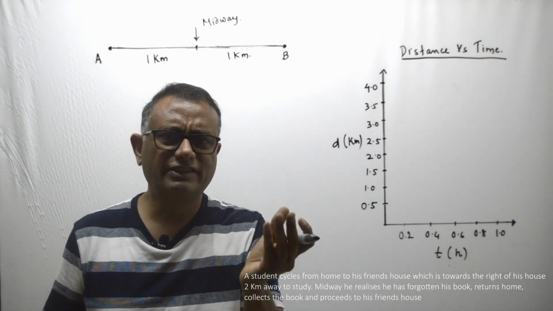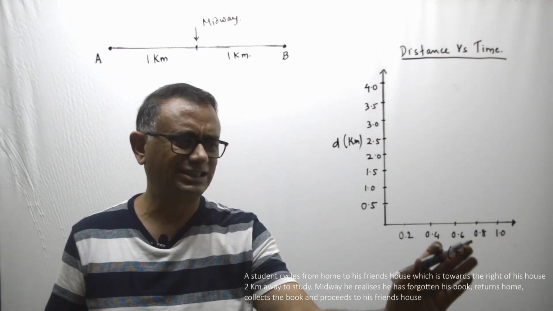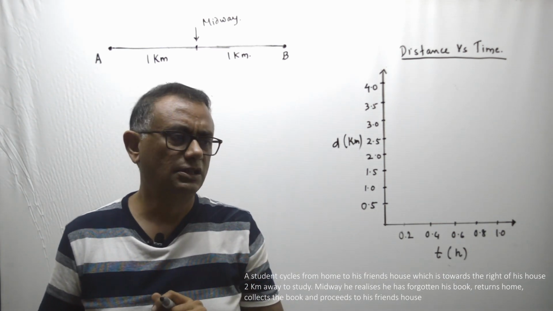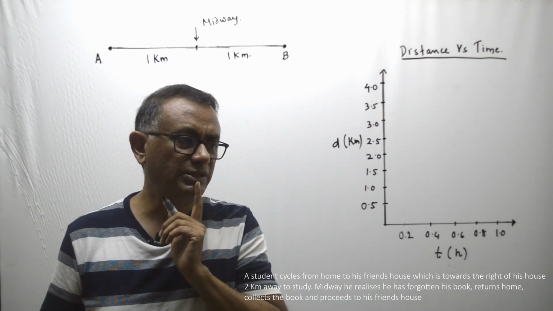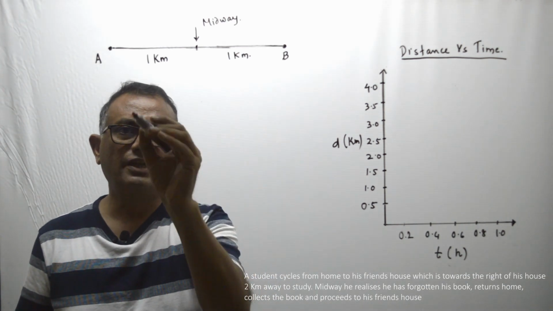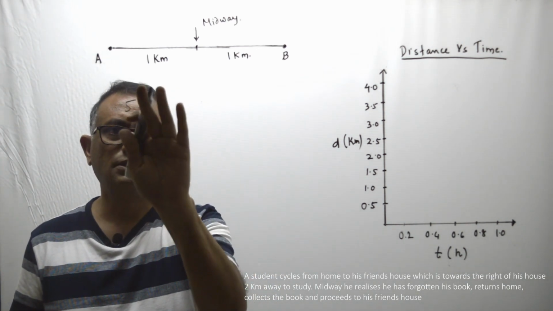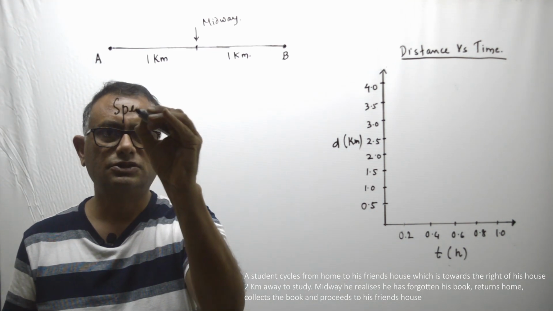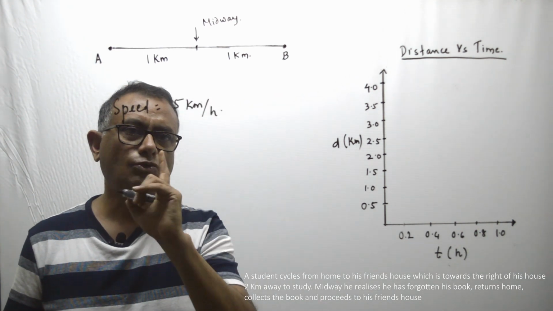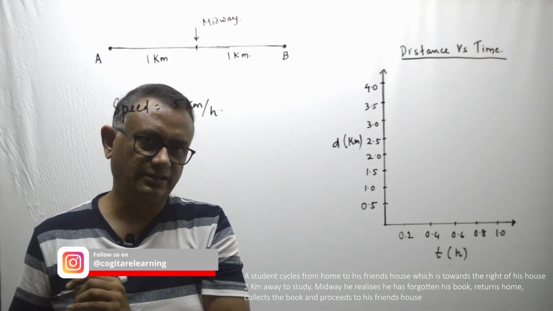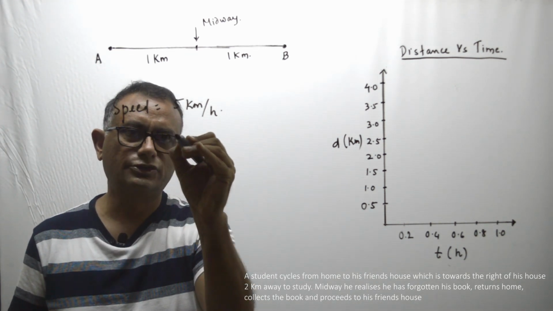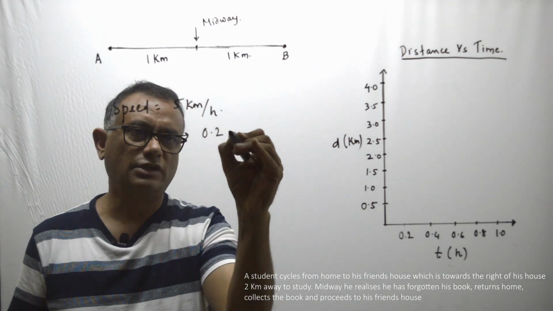Now the distances are given in kilometers and hours, so we will keep the units the same. We will not convert it into meters per second and all that. Now what is the speed given as? The speed is given as 5 kilometer per hour, isn't it? That means for 1 kilometer, how much time will the person take? To travel 1 kilometer, the person is going to take 0.2 hours.